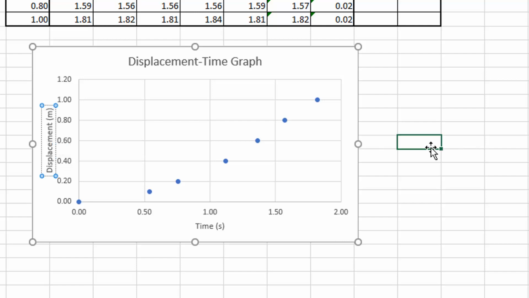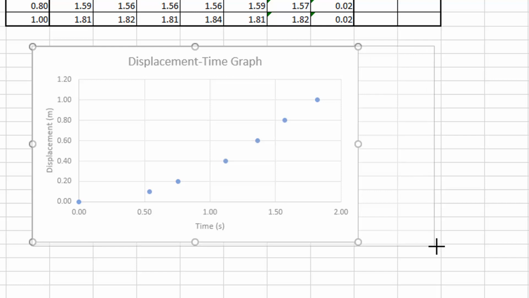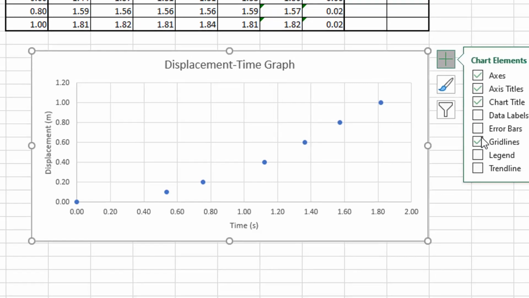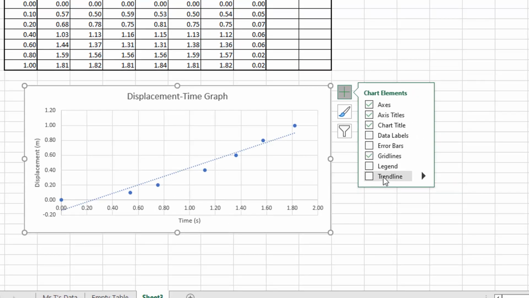Close my brackets. Okay, so there we go. We've got our displacement time graph done. I'll just expand that a little bit, make it look a bit bigger. Now I'd like to put a trend line in. So I'm going to go plus, and a trend line.